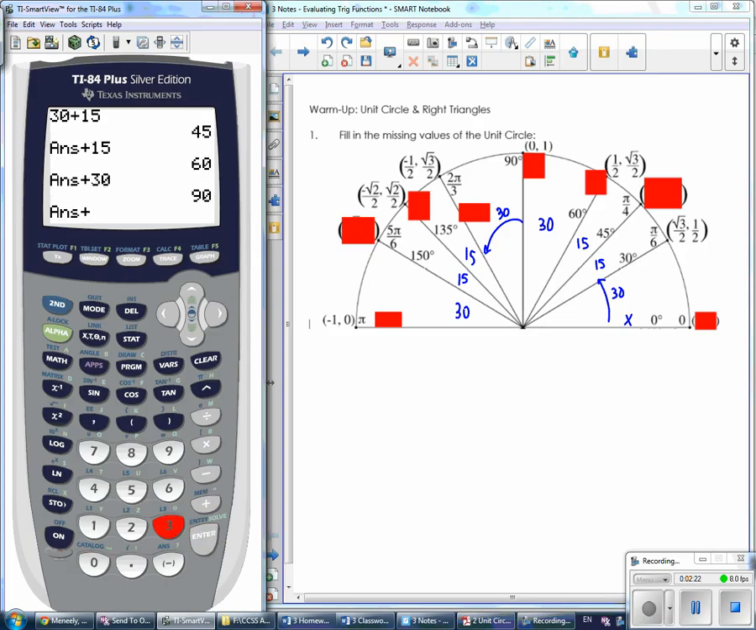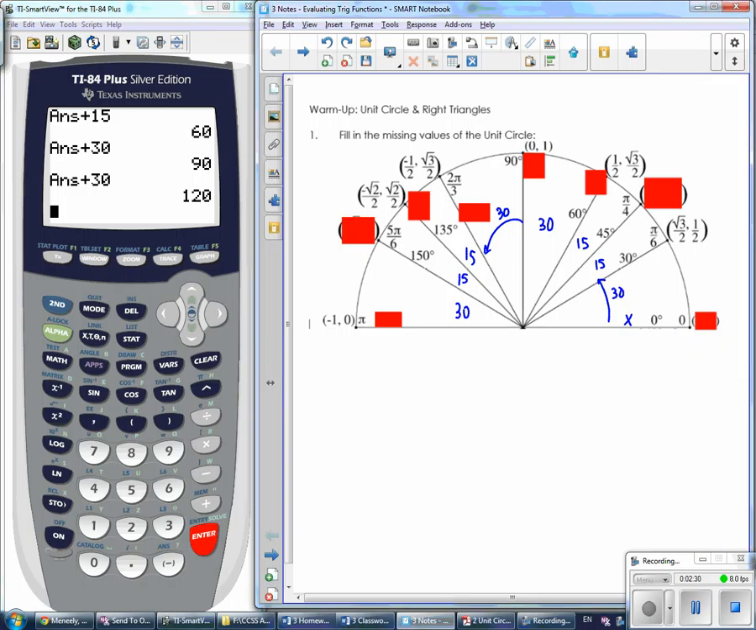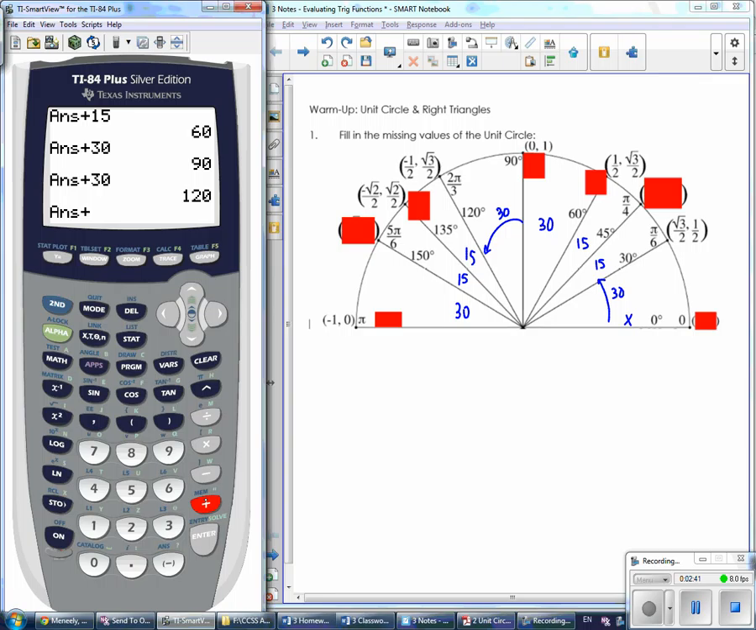So I'm going to add 30, and that gives me my next angle. So my next angle should be at 120 degrees. And then if I add another 15, that's going to give me 135, another 15 gives me 150, and then 30. So again, the pattern of your angles all the way around the circle is adding 30, 15, 15, 30.